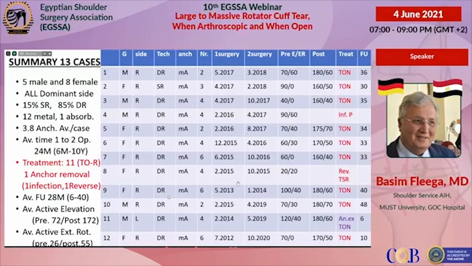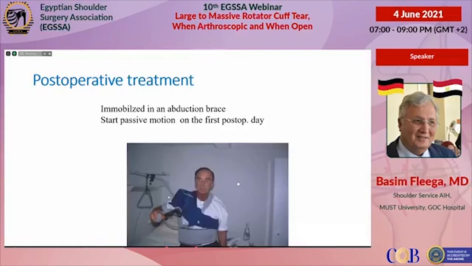The 11 cases were treated arthroscopically, with 1 case of an anchor removal. Of the other 2 cases, one was an infection treated with palliative treatment, and 1 case had a negative test, so they had a reverse total shoulder replacement.